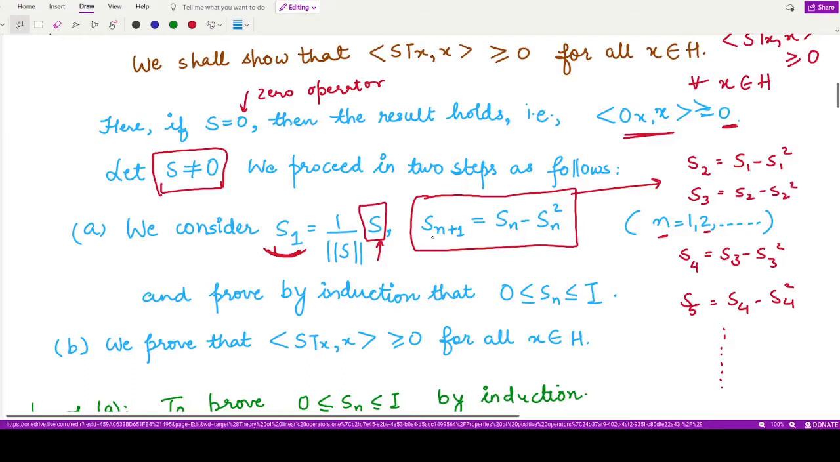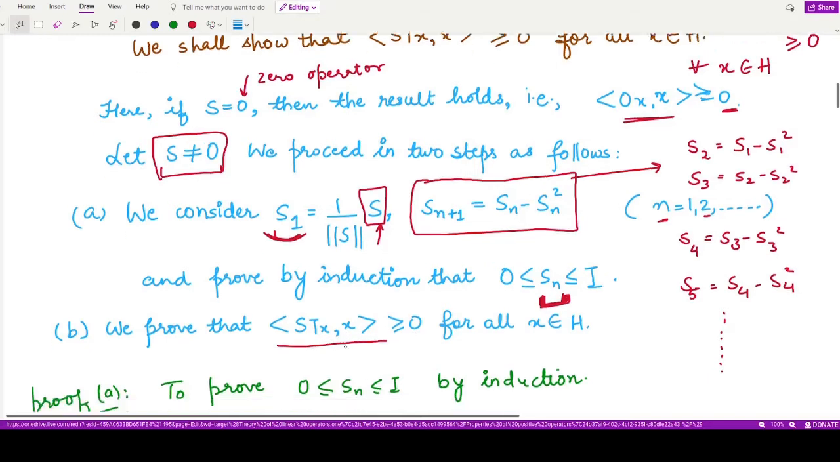So in this case, we assume this is the construction, and we'll prove using induction that all these operators Sn are positive operators. That means they are greater than or equal to the 0 operator, and moreover all of them are less than or equal to the identity operator. This result we'll prove first, and then using it we'll prove our main result, that the inner product of STx with x is greater than or equal to 0. So in the second part we'll basically be proving ST is a positive operator.